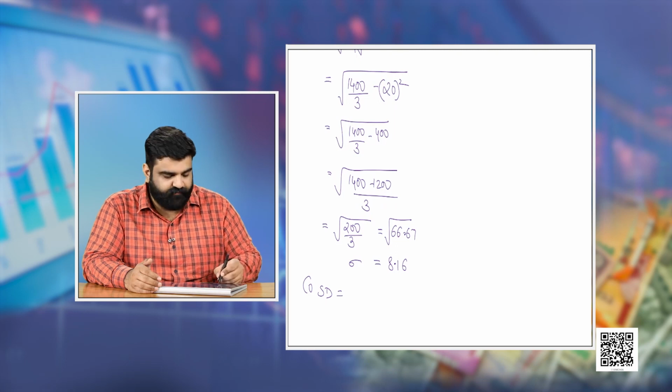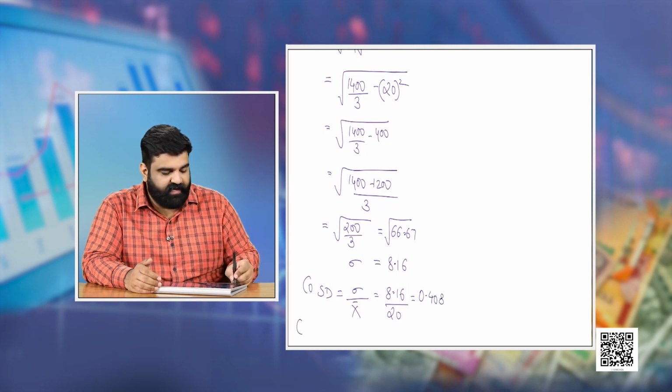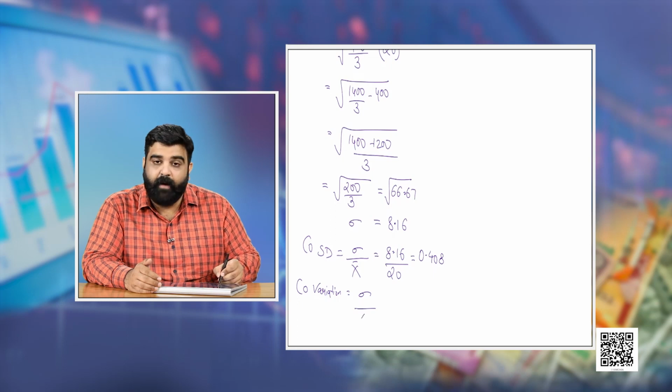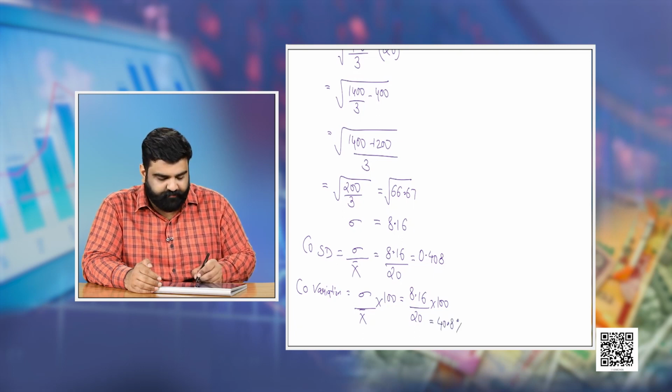Let us also calculate the coefficient of standard deviation. So, the formula to this will be standard deviation upon mean. So, the answer will be 8.16 upon 20, which will be 0.408. Let us also calculate the coefficient of variation. The formula to coefficient of variation will be standard deviation upon mean into 100. So, this will be 8.16 upon 20 into 100. This will give me an answer of 40.8%.